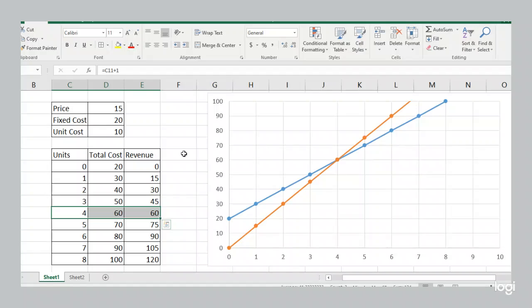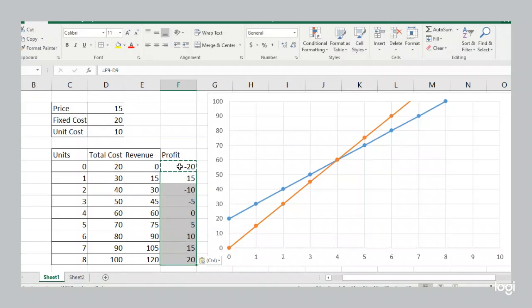That is the break-even point. It's how much do we need to sell so that we're not losing anything, so that our profit is equal to 0. And if you remember, profit is equal to the revenue minus the total cost.